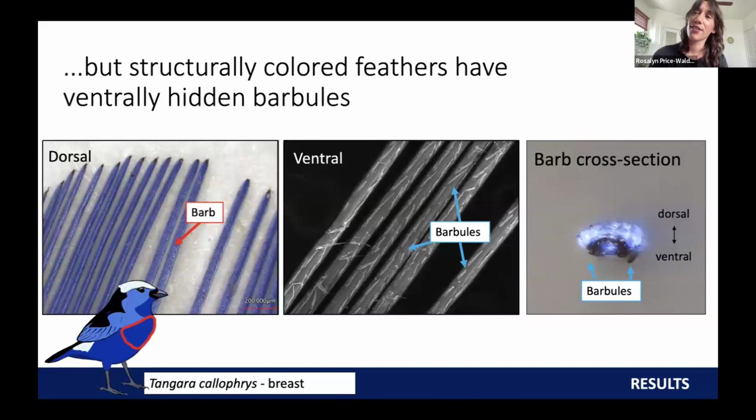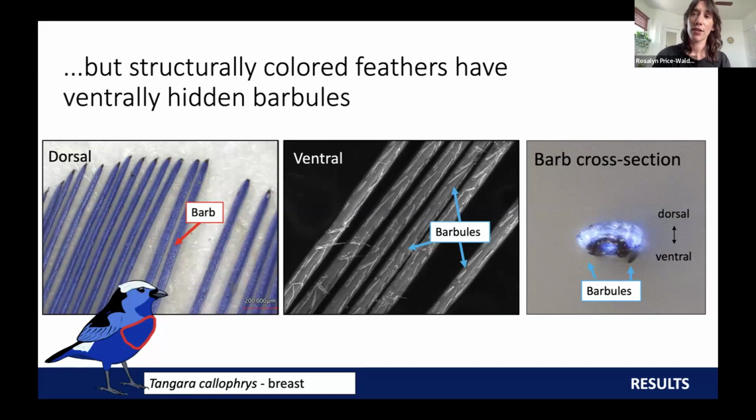But on the other hand, it turns out that structurally colored feathers do still have barbules, but they're actually very small and hidden on the ventral side of the feather. So on the left is a dorsal view of the feather, and you can see these wide blue barbs without visible barbules. In the middle is a ventral close-up, and on the right is a cross-section. And in both, you can see these tiny little barbules, and they're sort of like curled up tightly against the ventral surface of the barb.